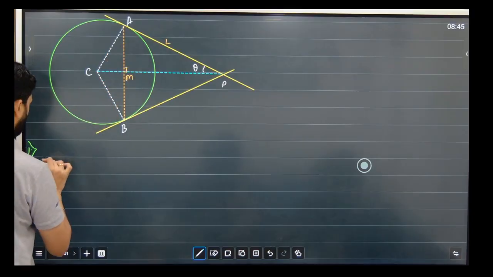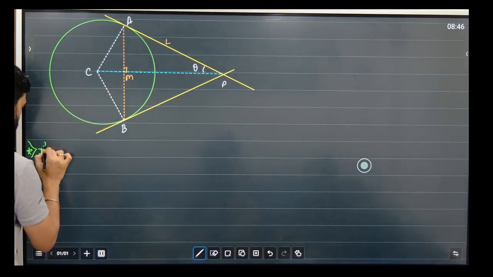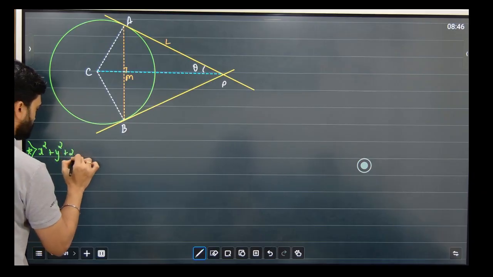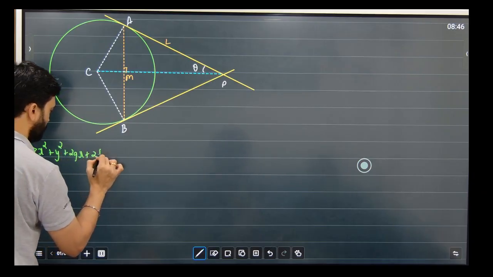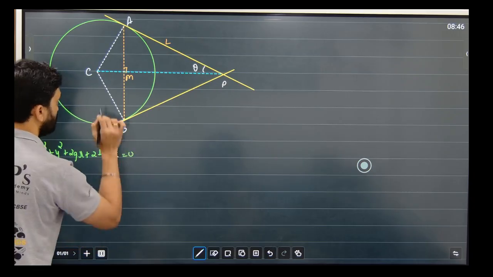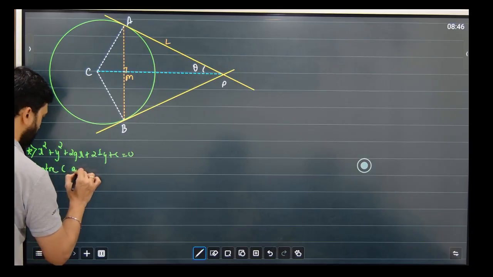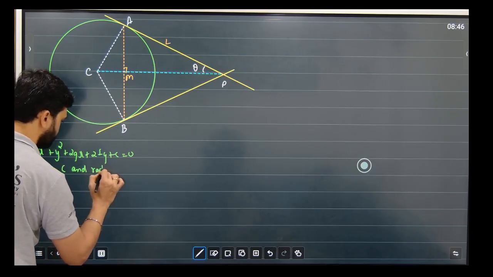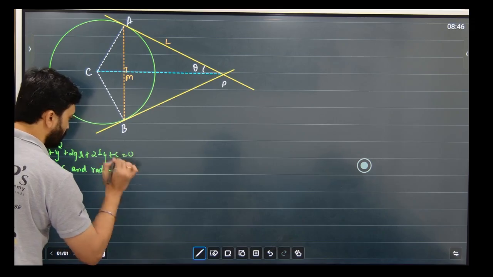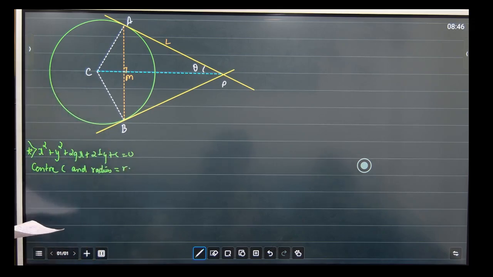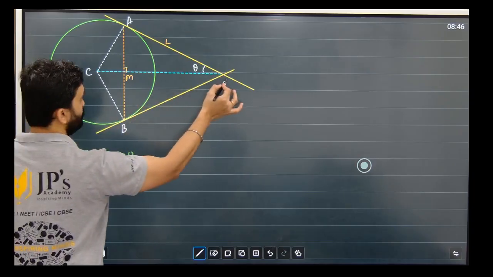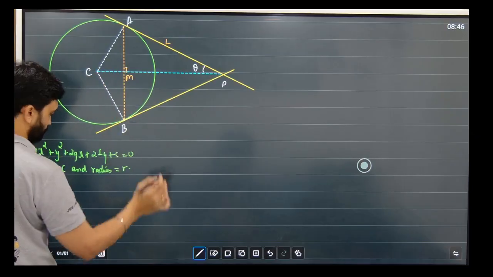Now, this is a circle. The equation of the circle is x square plus y square plus 2gx plus 2fy plus c equal to 0, with center C and radius r. So I know that if I consider the center of the circle, center C and radius r, the first thing, look at quadrilateral PACB also.